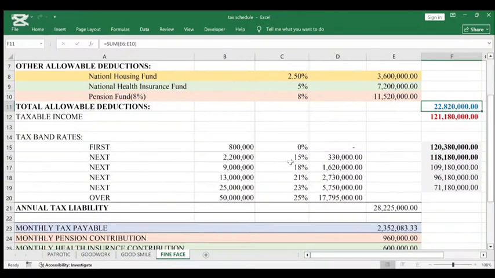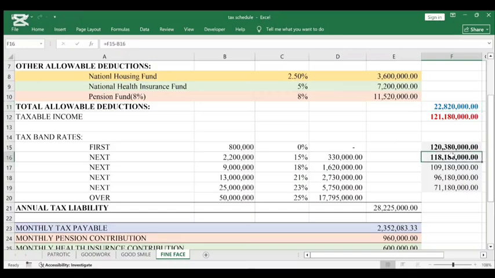this band rate. Right? So the first 800,000 will be at 0%. Of course, this is what we did. 131 million 180,000 minus 800,000. We have this figure, right? And since it's at 0%, there will be no value here. Now, since we still have a huge chunk of money here, we'll take another 2.2 million, which is the next 2.2 million from this value, and multiplied by 15%, we'll get this value.